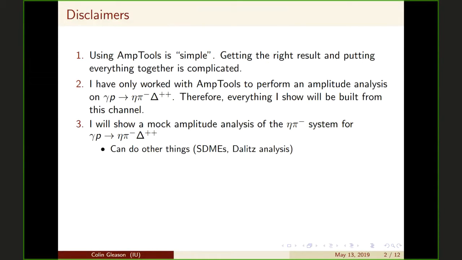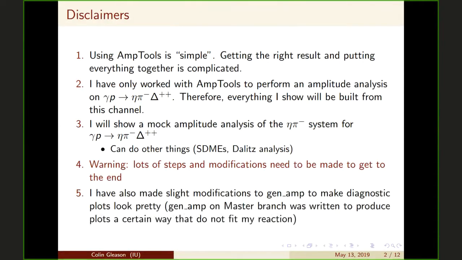So in principle, this analysis could get much more complicated. The beginning also doesn't take into account the photon polarization. So it's like unpolarized production of eta pi at the very beginning. And so it's just the first stages of trying to get this thing working. So let's see. Lots of steps of modification need to be made to get to the end.